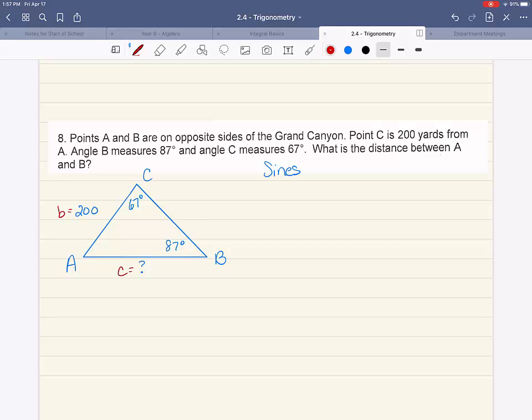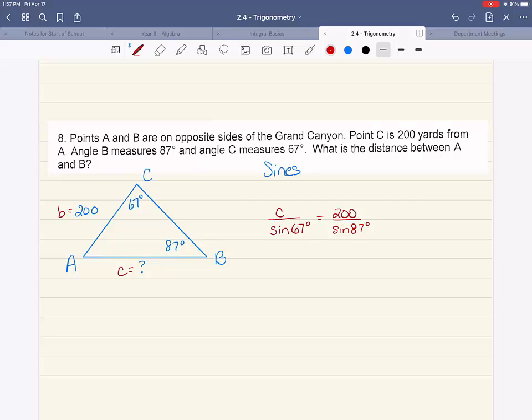Since I'm looking for a side, remember that when you write the law down, you put the sides on top. It's much easier. So C over the sine of 67 degrees equals, think for a minute, how does the other side look? Write it down. It would be 200 over the sine of 87 degrees. So there's our problem.